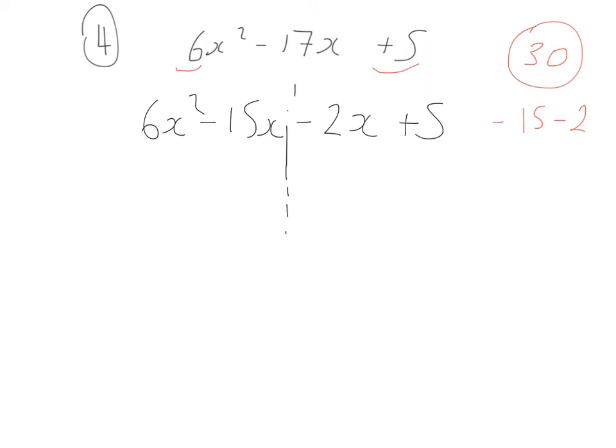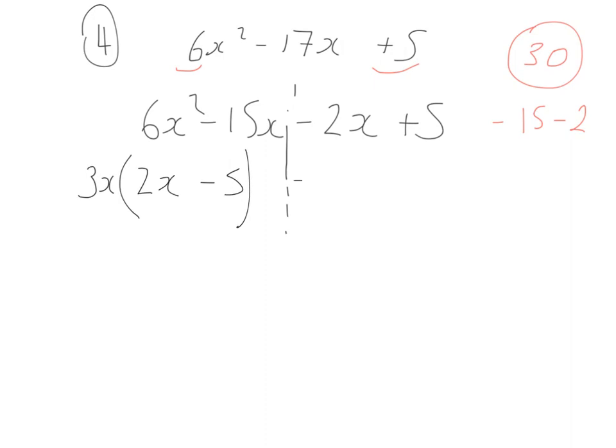Highest common factor from 6x squared minus 15x. Well, from 6 and 15 I can take 3, and from x squared and x I can take x, so it's 3x. 3x times what gives me 6x squared, that'll be 2x. 3x times what gives me minus 15x, and that's minus 5. There's a minus there, so put down the minus.